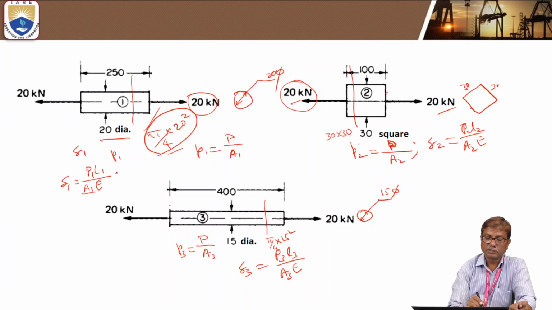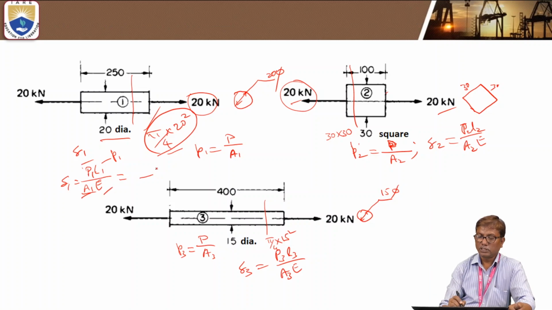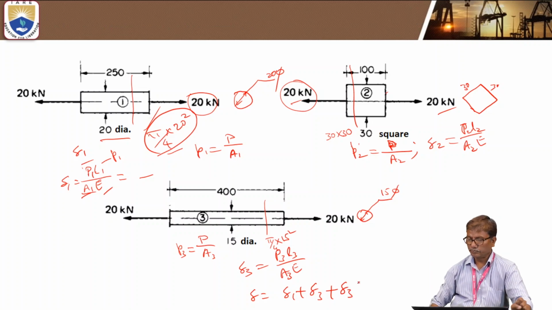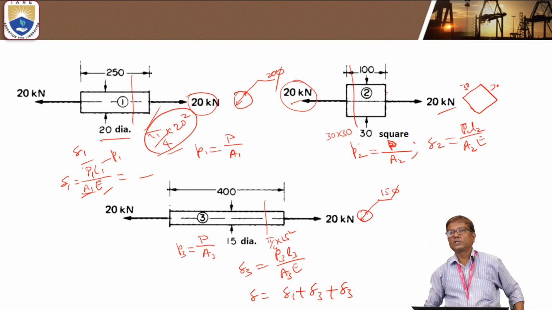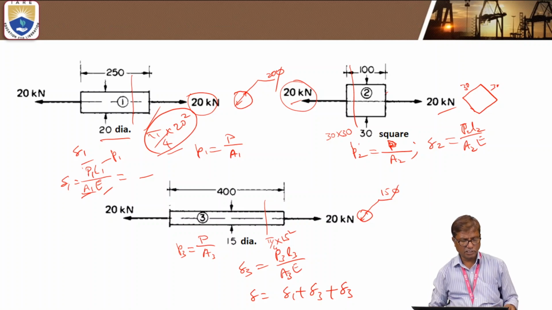So by this equation, you will get delta 1. You know the load, you know the length, you know the area and Young's modulus, so you can find delta L. The total extension of the bar is the sum of these three elongations. So like that, we can find the stresses in bars of varying cross sections. Now we'll take one more example.